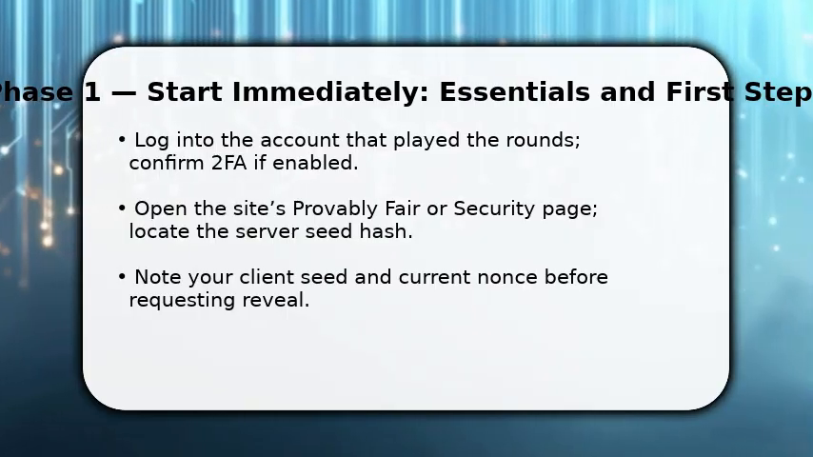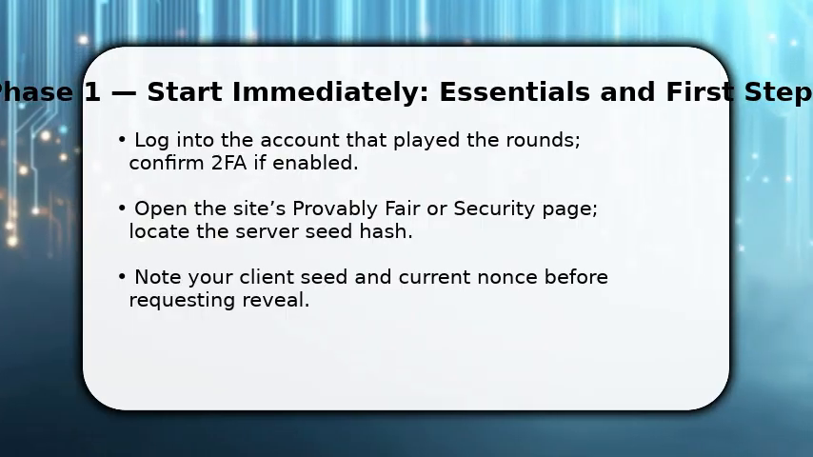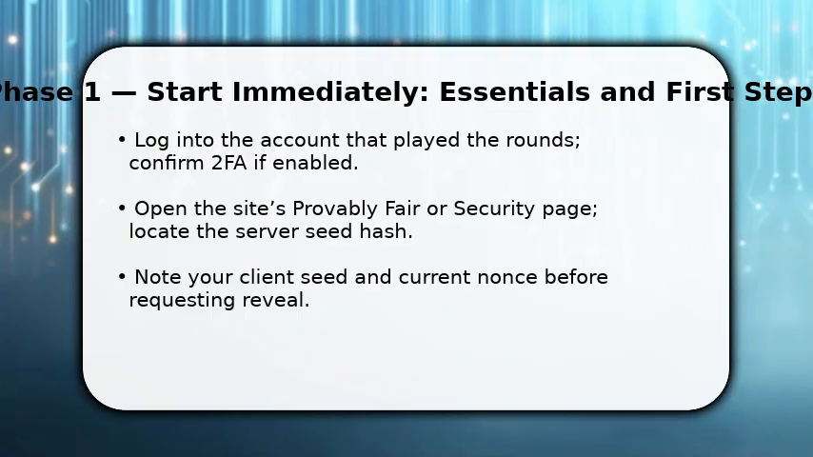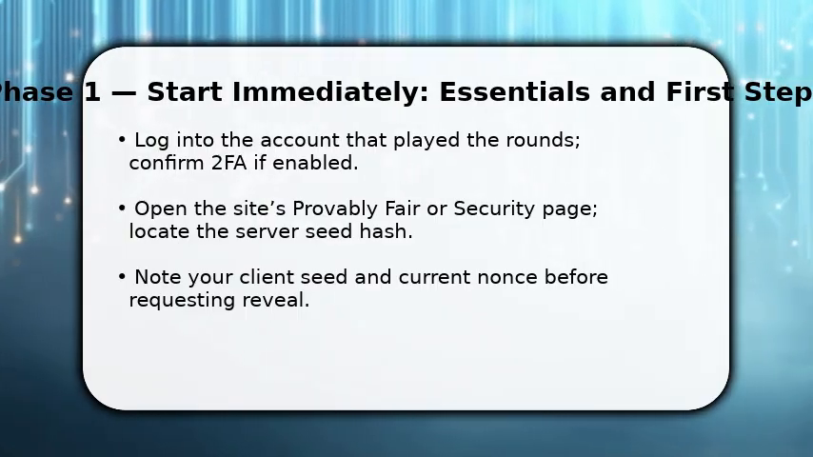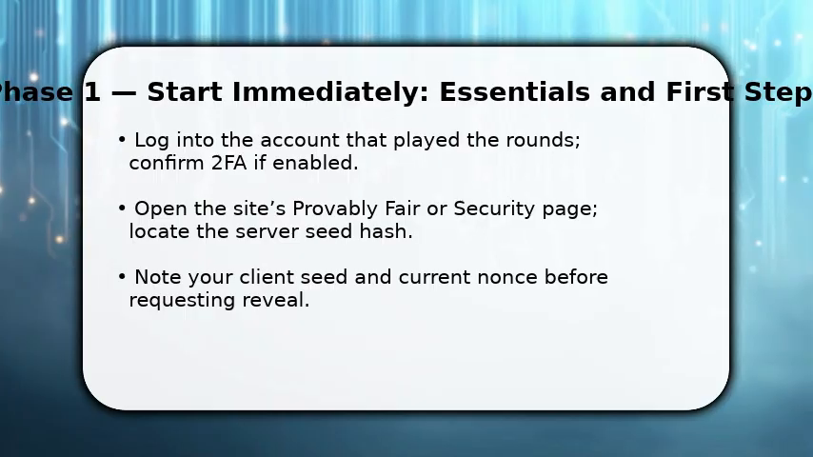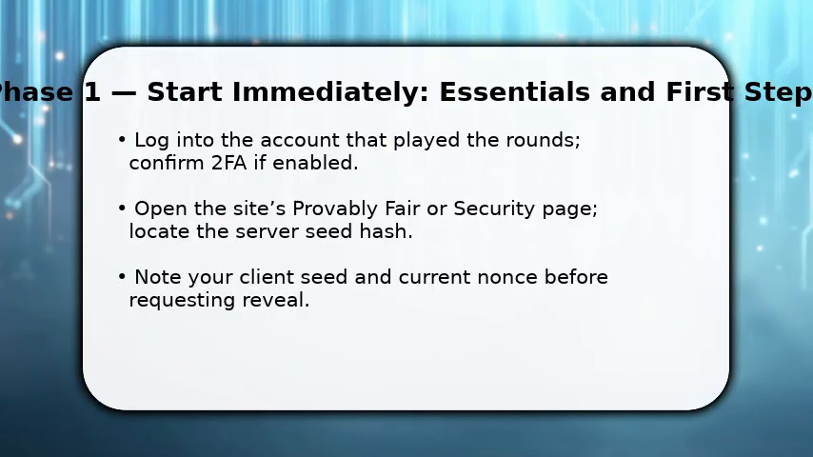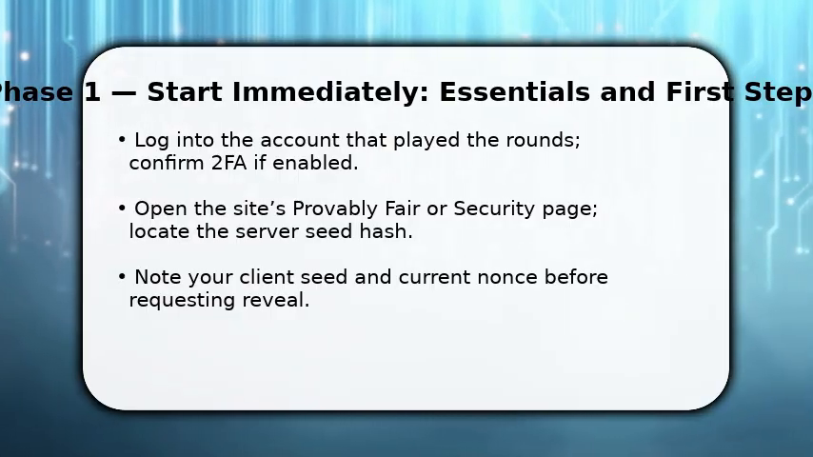You begin by signing in and heading straight to the Provably Fair or Security section. This is where the server seed hash is published. Once there, make sure your client seed and the nonce used in the rounds are visible. This matters for verification. Now request the server seed reveal option or the end of round reveal.